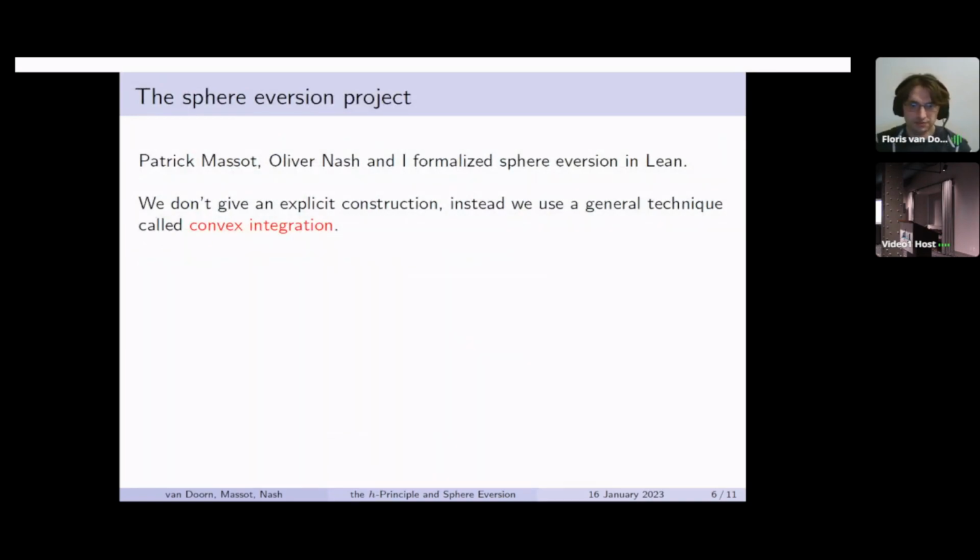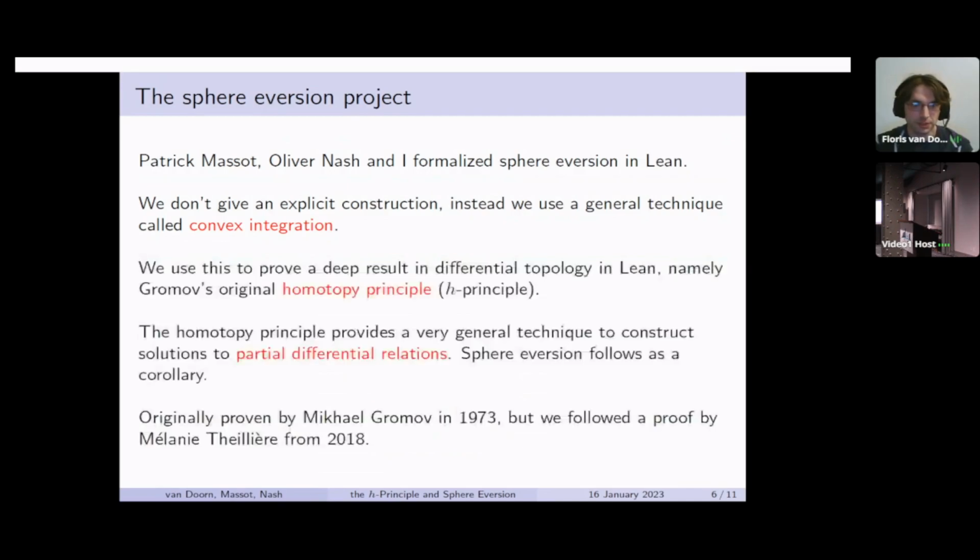One thing we could have done is just give an explicit construction, like the video I just showed, parameterize it, and show that this function satisfies the properties. But that would not be very satisfying, and it would not be a reusable result for other mathematical theorems. So instead, we use a mathematical technique called convex integration, which I'll explain a little bit more in the next few slides. And this is a very general technique that can be used to prove a much more general theorem.